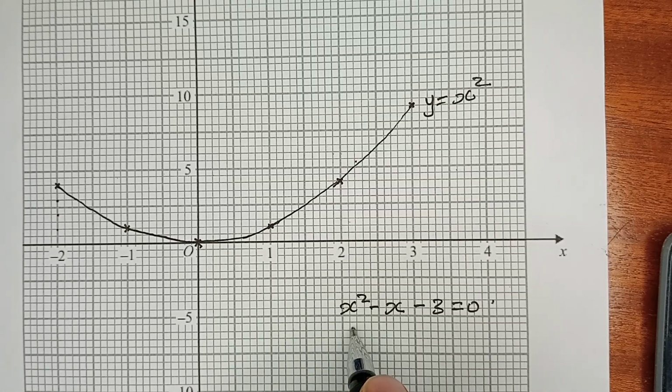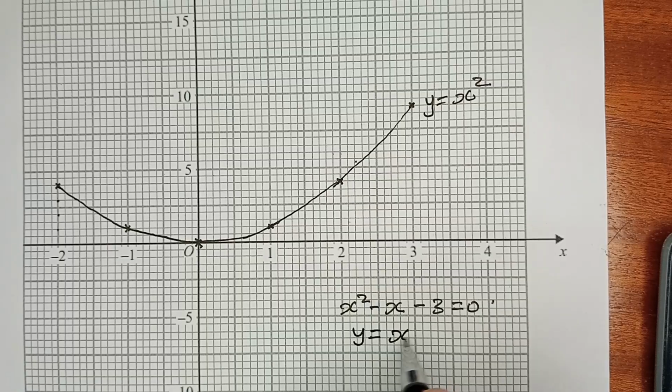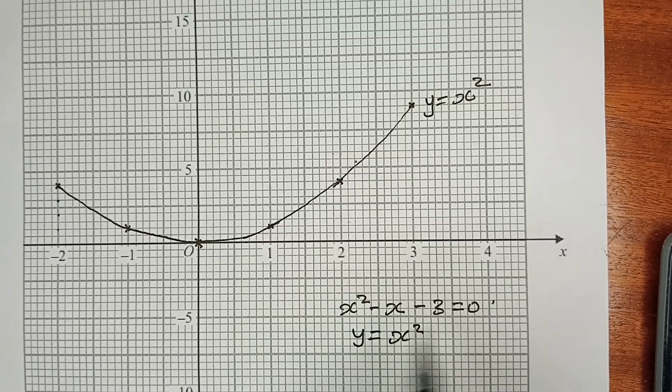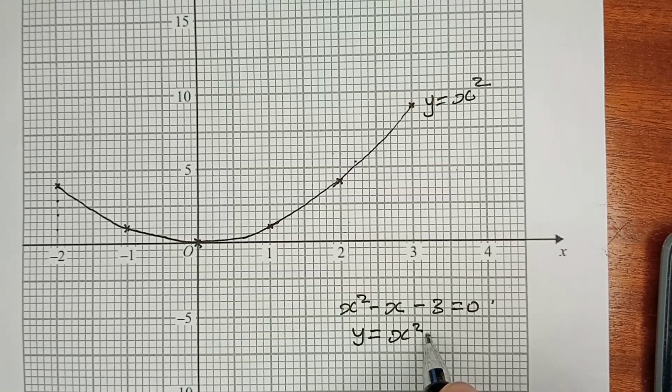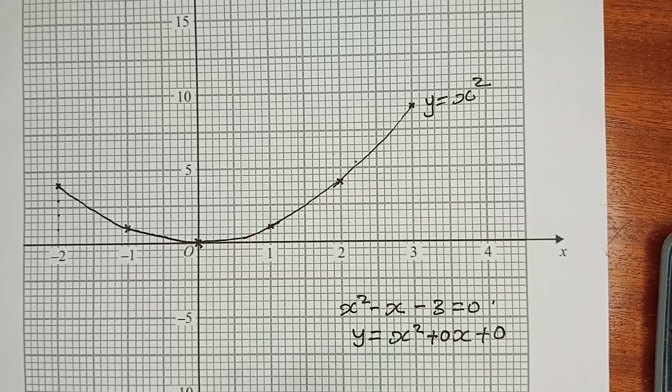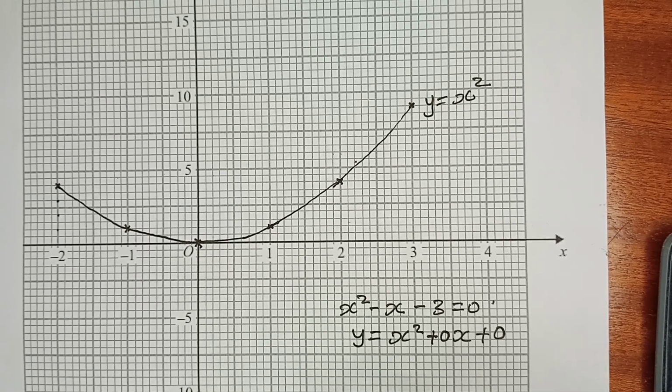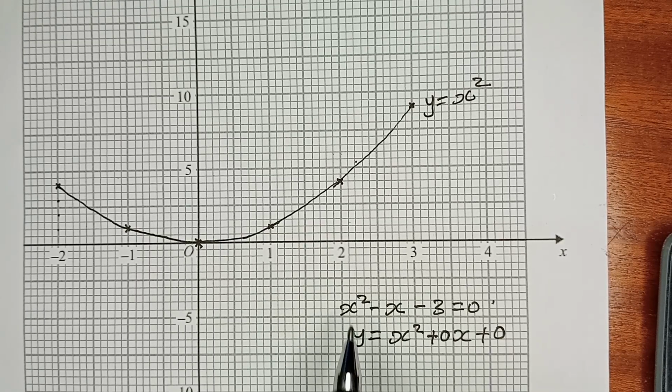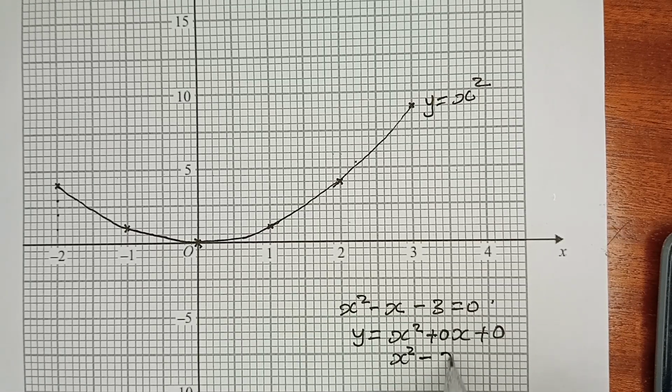y equals x squared plus 0x, because it has no x, plus 0, because it has no constant also. The equation to be solved is x squared minus x minus 3 equals 0. We rewrite them in such a way that similar terms are in the same column. What do I mean by that? x squared and x squared are in the same column, so we have x squared there. x and x are in the same column, so we have minus x there.